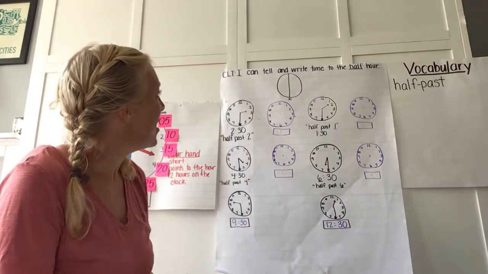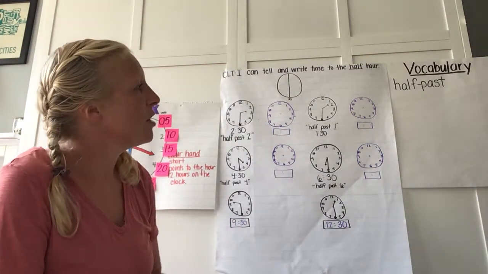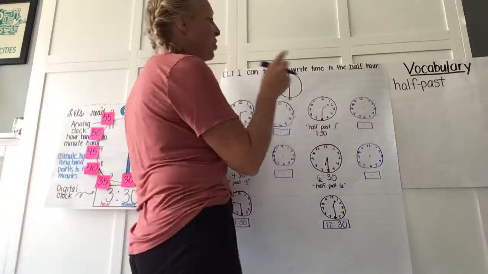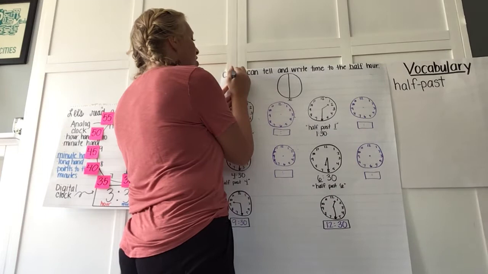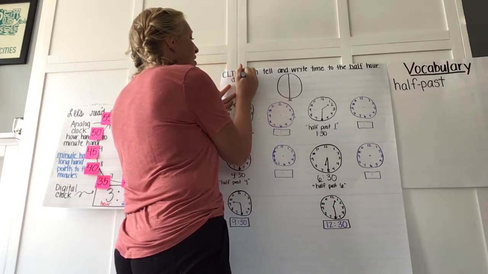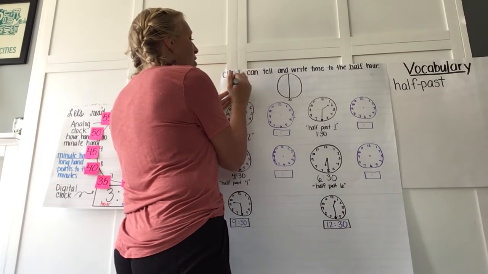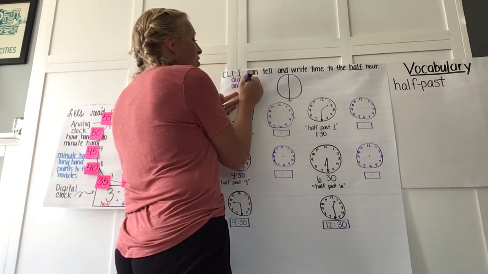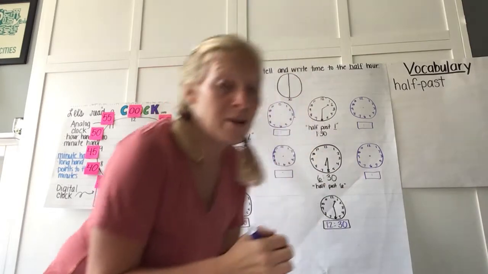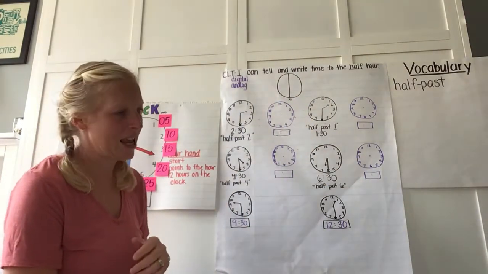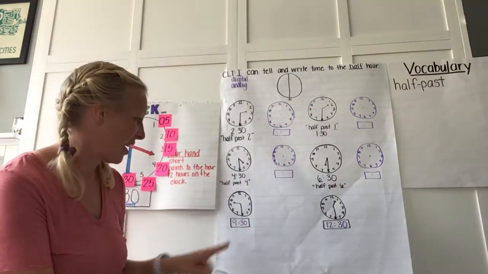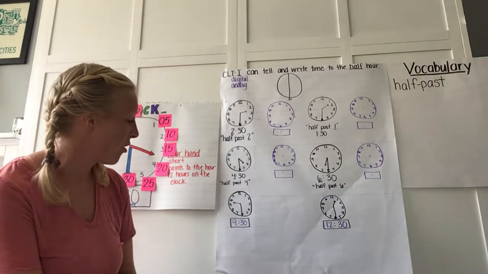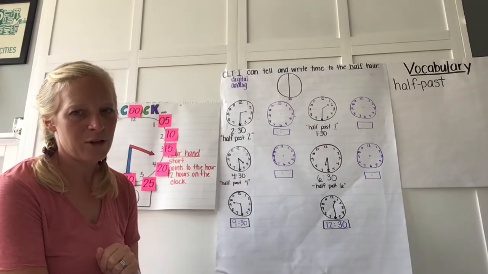I can tell and write time to the half hour. And remember, we're not just doing that with our digital clocks like you did yesterday, but we're also going to do that with our analog clocks. So we're going to write it with numbers, and then we're also going to use those hands. Yesterday's exit ticket, I gave you these two clocks. Can anybody tell me what that time was that we had for the first clock?